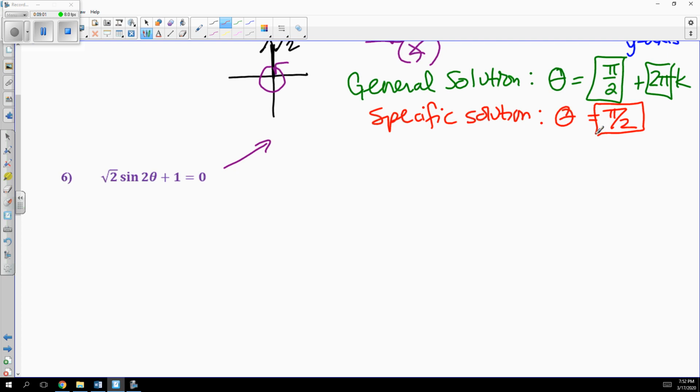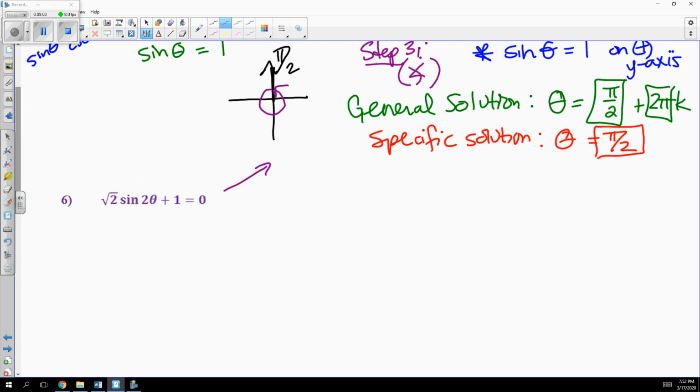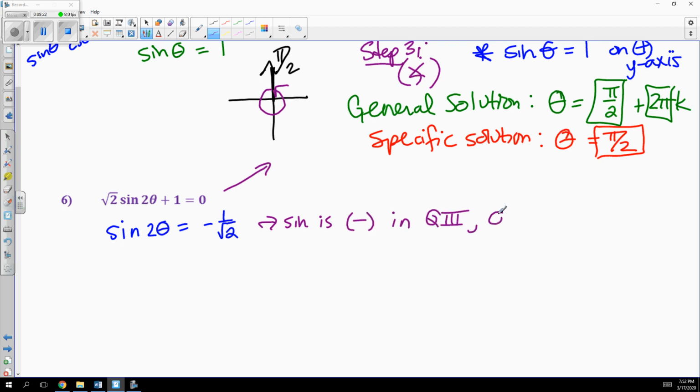Remember, the first thing we're going to do is isolate. So to isolate, we're going to say sine 2 theta equals negative 1 over root 2. And then I want you to think about where sine is negative. Sine is negative in quadrant 3 and quadrant 4. So for your general solutions, be careful, because we haven't solved for theta yet.